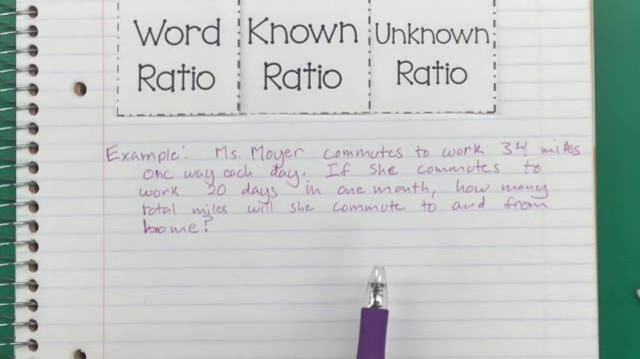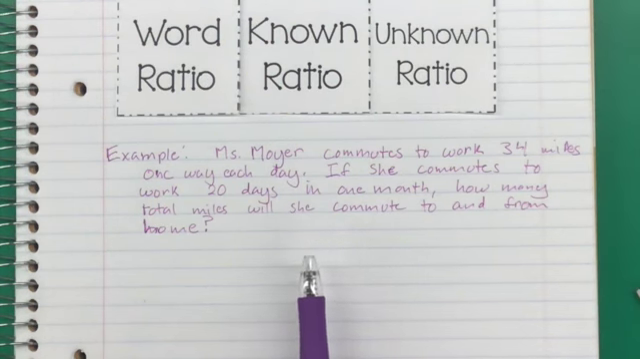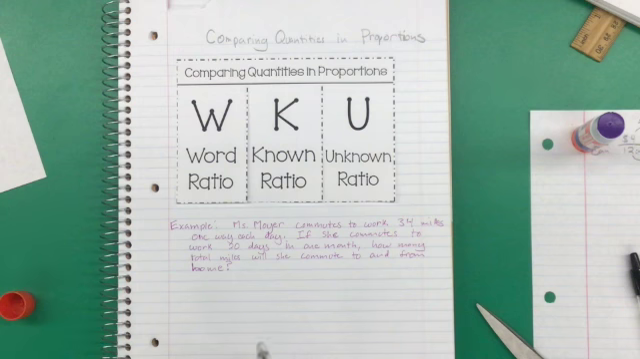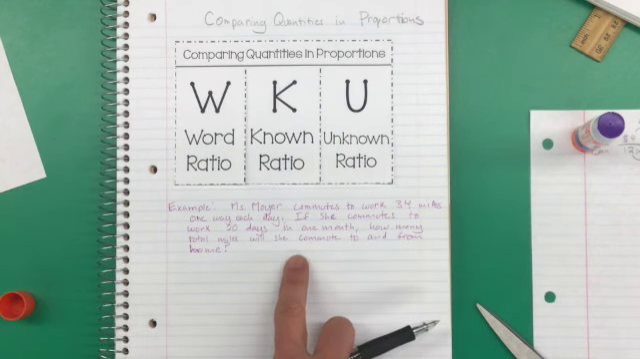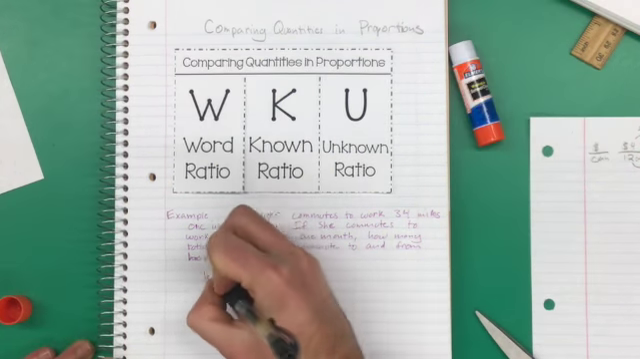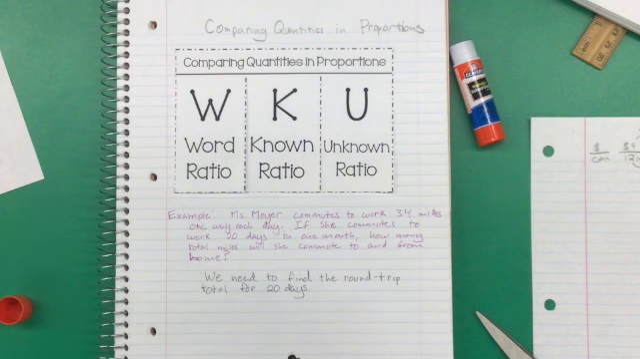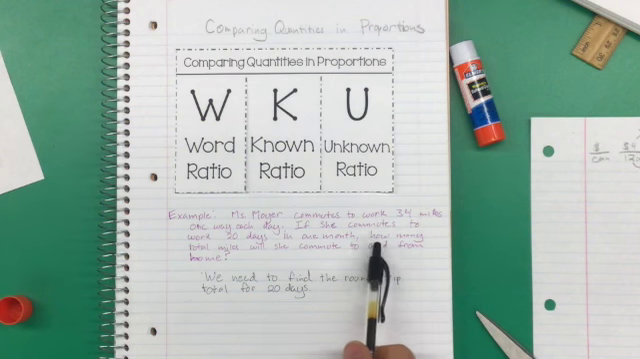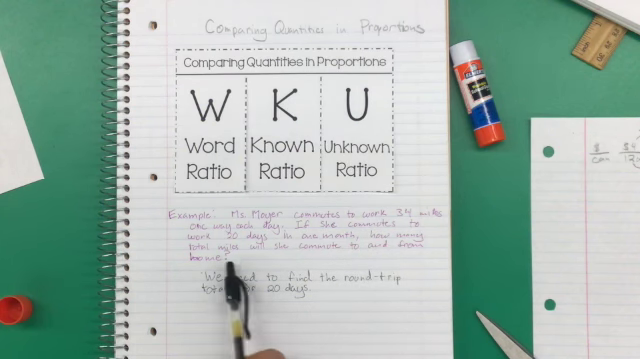Miss Moyer commutes to work 34 miles one way each day. If she commutes to work 20 days in 1 month, how many total miles will she commute to and from home? So let's start figuring out exactly what we need to figure out. Make sure you've written this down: we need to find the round trip total for 20 days. Miss Moyer commutes to work 20 days in 1 month, and it asks how many total miles she will commute to and from home.